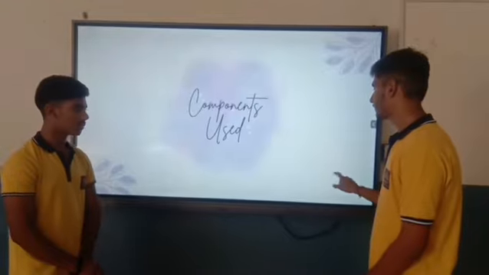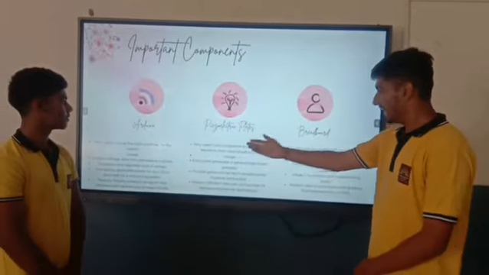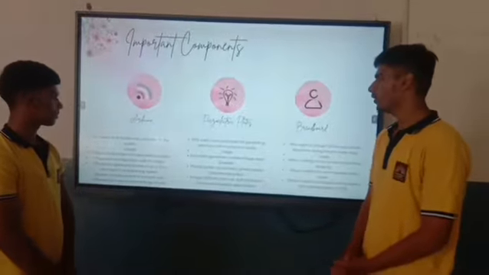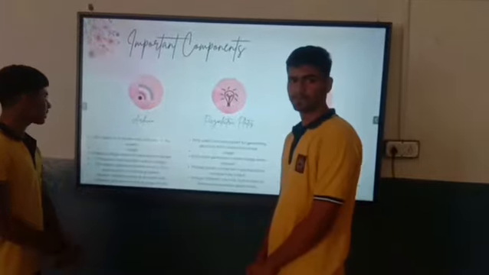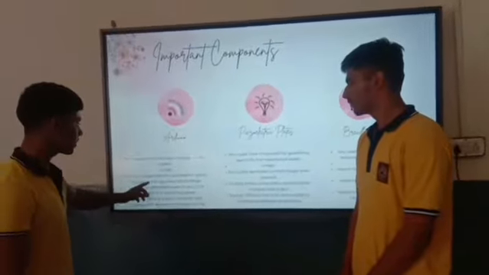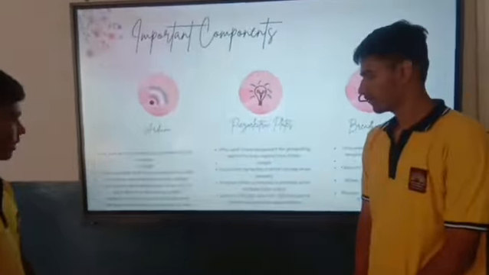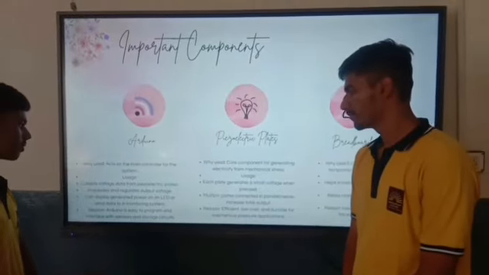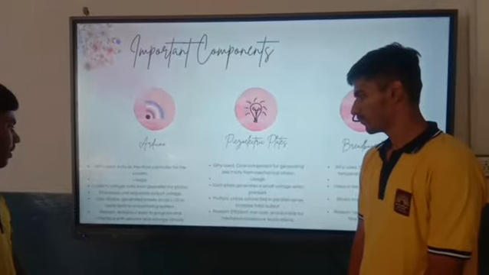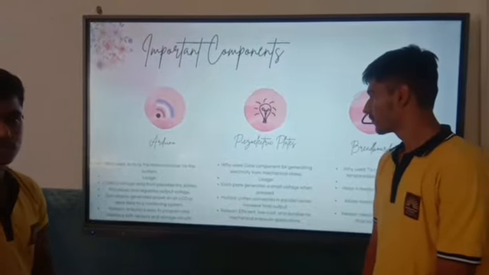Components used. Majorly, these components are used. First one is Arduino, second one is piezoelectric plates and third is breadboard. So first let's talk about Arduino. Why used: Arduino acts as the main controller for the system. Usage: it collects voltage data from piezoelectric plates, processes and regulates output voltage, and can display generated power on an LCD or send data to a monitoring system. Reason: Arduino is easy to program and interface with sensors and storage circuits.